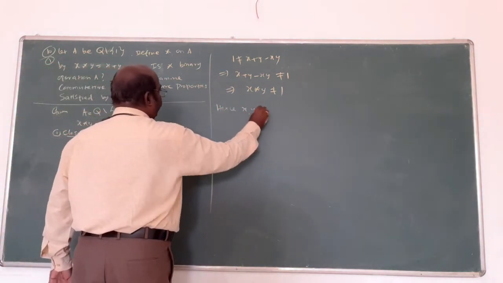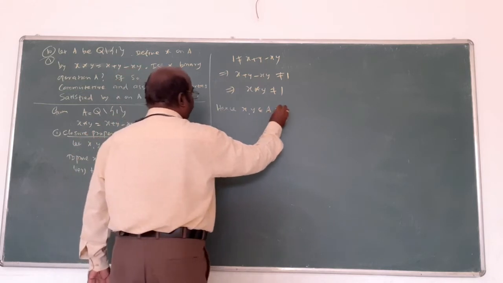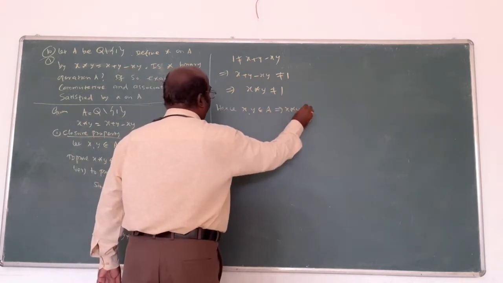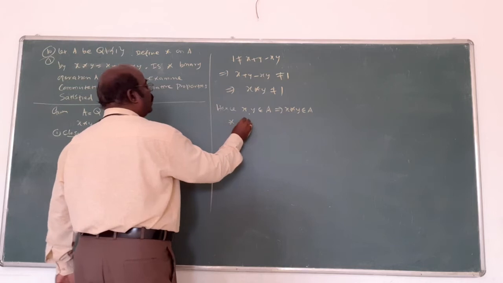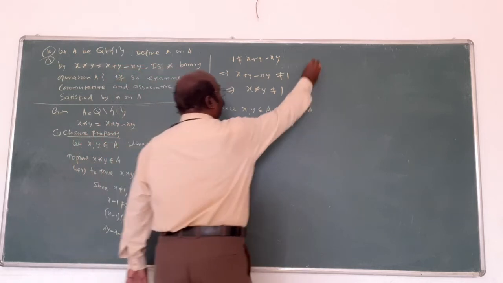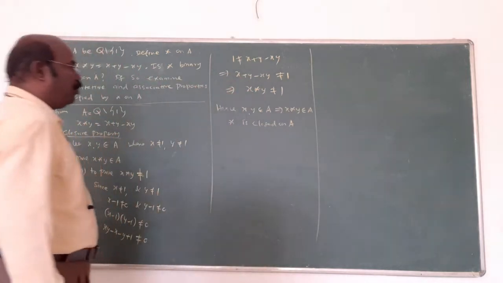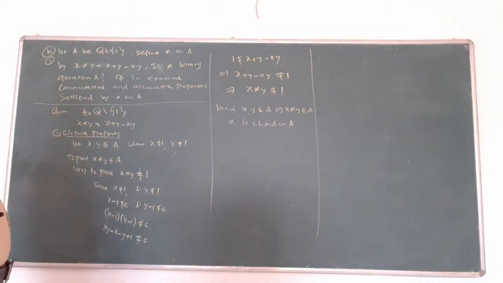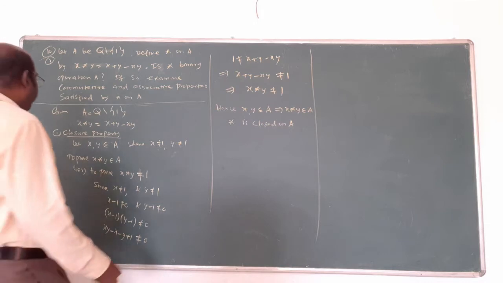Hence, x comma y belongs to A separately, which implies x star y also belongs to A. Therefore, star is closed on A. First answer. In this way, we will go closed answer. Next one is what? Commutative property.